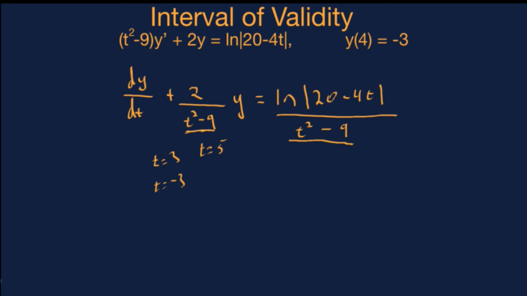So the intervals on which both of these functions are continuous are the interval negative infinity to negative 3, and from negative 3 to positive 3, and from positive 3 to positive 5, and from positive 5 to positive infinity.